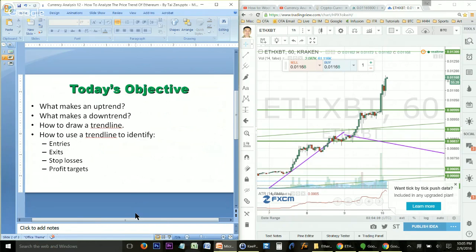So in today's objective, I'm going to go over what makes an uptrend, what makes a downtrend, how to draw a trend line, and then how to use a trend line to identify a few things that are essential to trading. One is your entries, the other is your exits, your stop losses, and your profit targets. And just in case you are new to trading, guys, the entry just gets your foot in the door on the trade, and the profits come from your exits, okay?